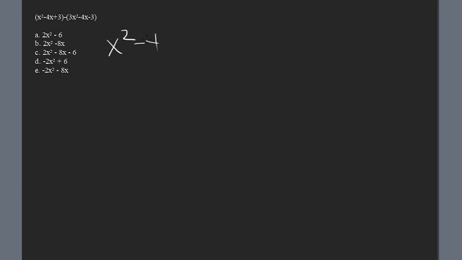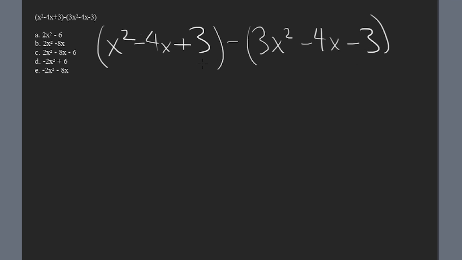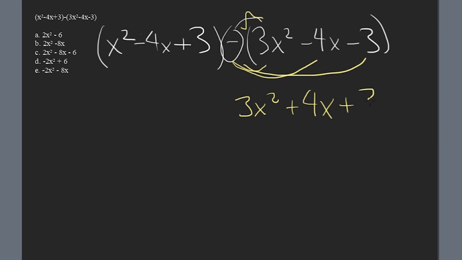X squared minus 4x plus 3 minus, and this is in parentheses, 3x squared minus 4x minus 3. Now I'm going to distribute this in, the negative, and then I'm going to combine like terms. So that's negative 3x squared. Ignore that guy up there. Negative 3x squared. This is positive 4x, and this is positive 3. You can bring all this down.